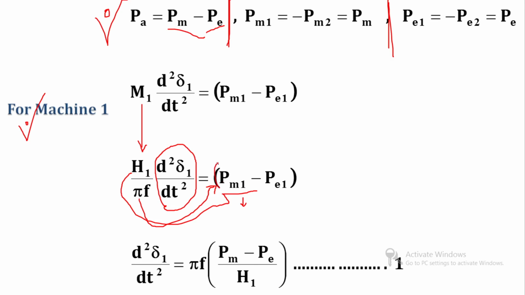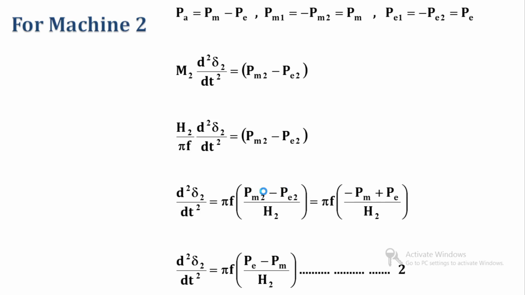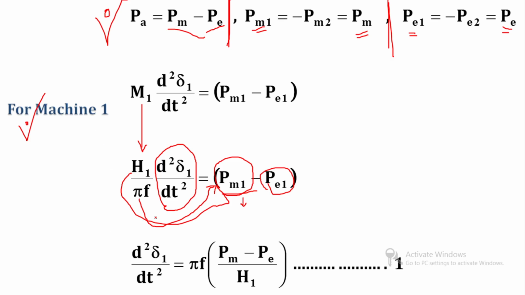Now consider PM1. From this equation I can write PM1 is equal to PM and PE1 is equal to PE. So the equation for machine 1 looks like this: d square delta 1 by dt square is equal to pi f multiplied by PM minus PE upon H1. We have replaced PM1 and PE1 from this. PM1 is equal to PM, PE1 is equal to PE. So this is equation 1 for machine 1.